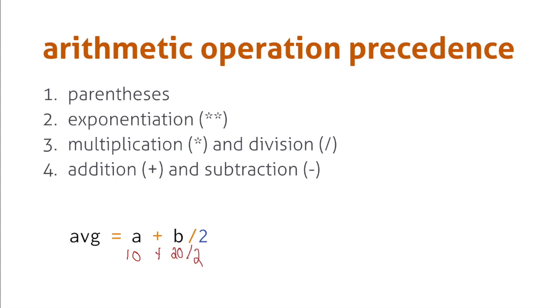then Python would first divide 20 by 2, and then it would add 10 plus 10 to give us the value 20 instead of the 15 that we expected. To say that we want to add a and b before dividing by 2, then we add parentheses.